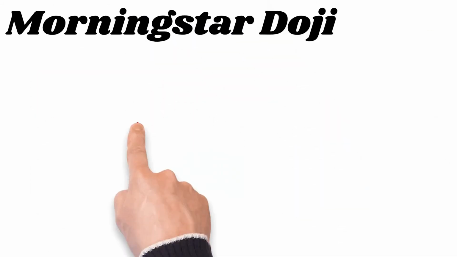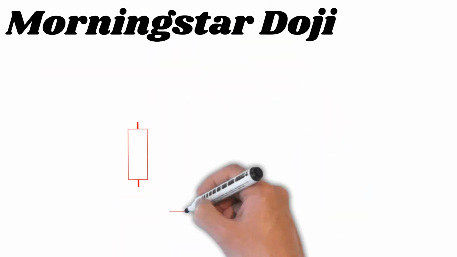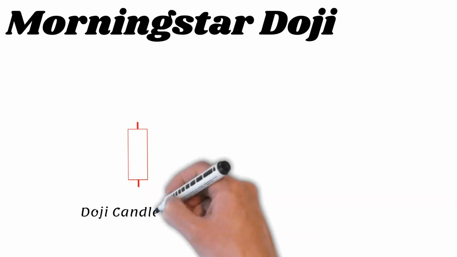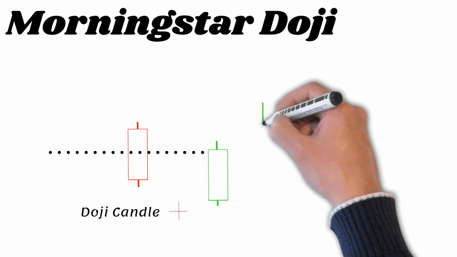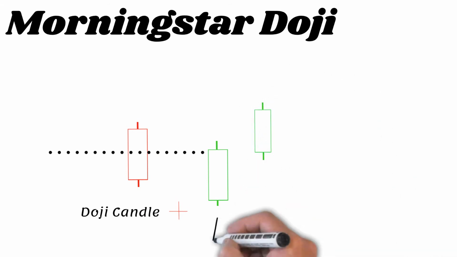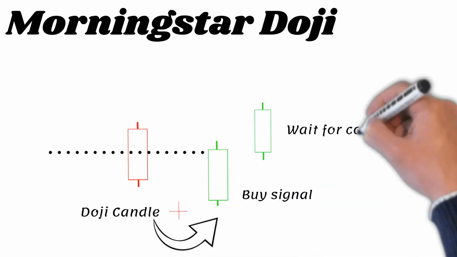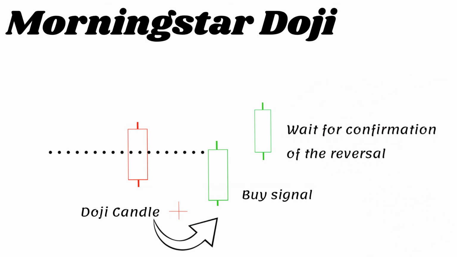Morning star doji. This pattern consists of 3 candles. A red candle, a doji candle, and a green candle, closing above the middle of the first red candle. It's a signal to buy because it means the buyers are taking over the market. As more buyers come in, the price of the asset goes higher.